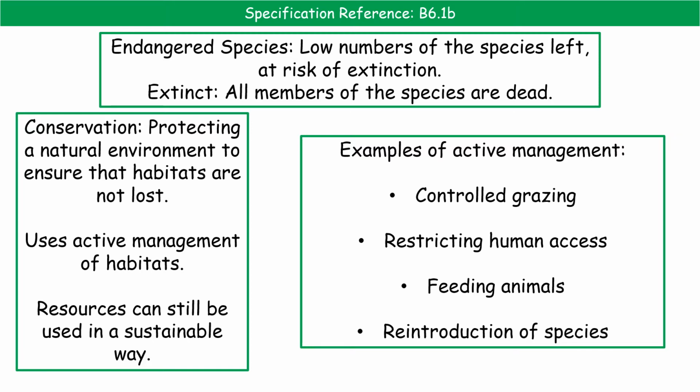That means that we as humans are doing things to protect that habitat. We might be using wardens, for example, in nature reserves to ensure no one's hunting when they shouldn't be. It might be things like reforestation, so replanting areas of trees that we've lost. The key thing about it, though, is that we're still allowing resources to be used in a sustainable way. By that we mean we can use the resources today, but they will still be present for future generations.